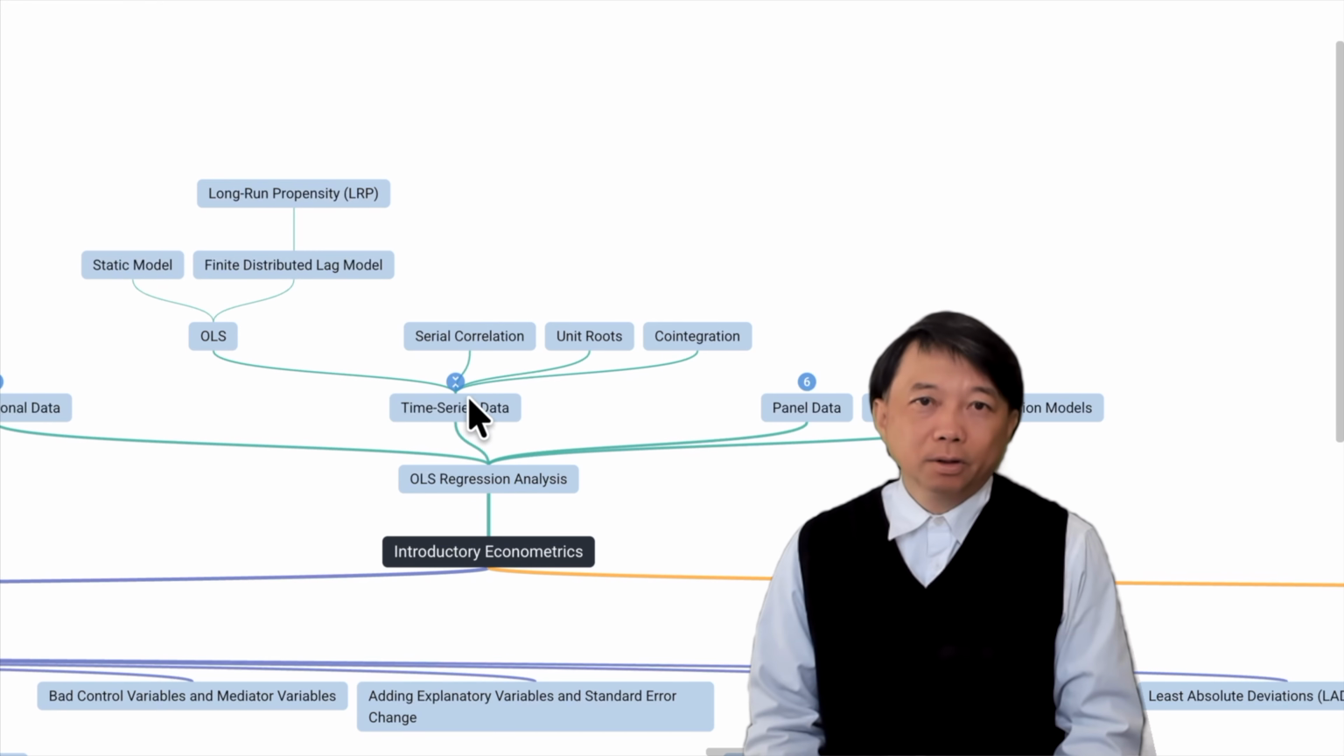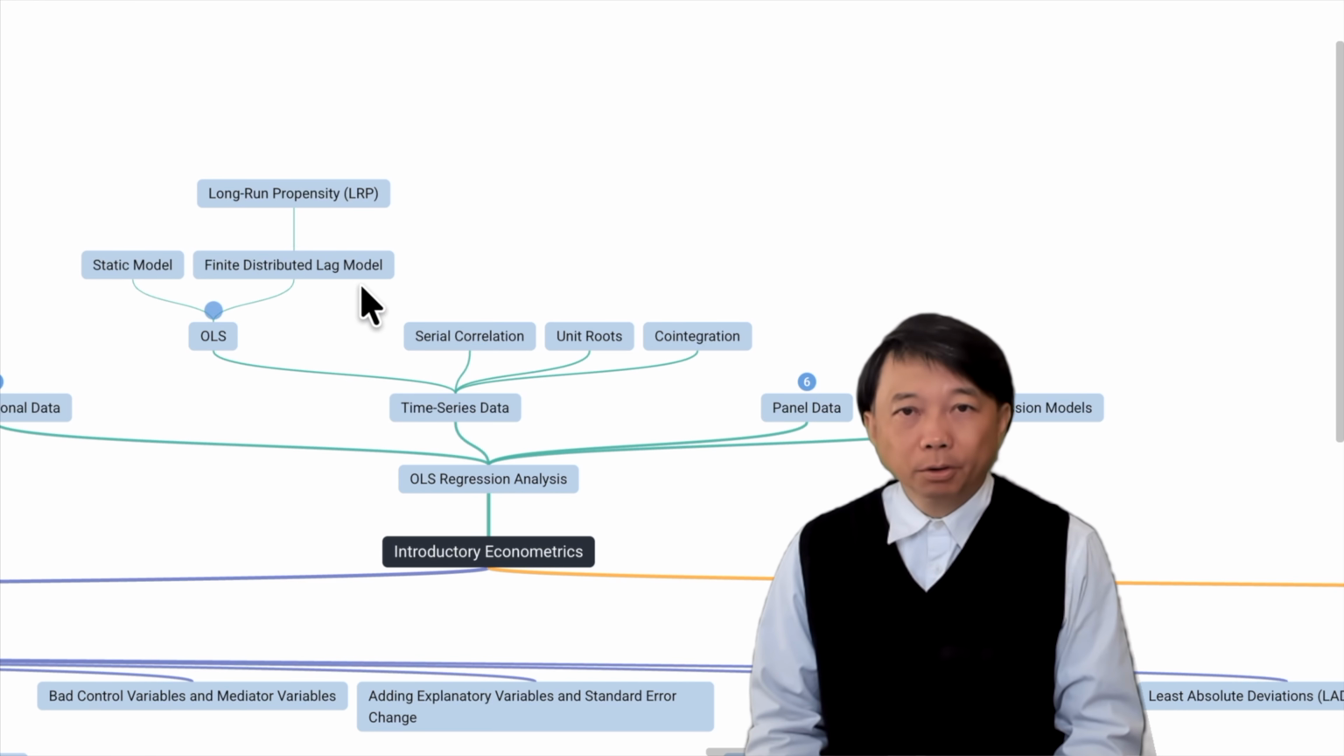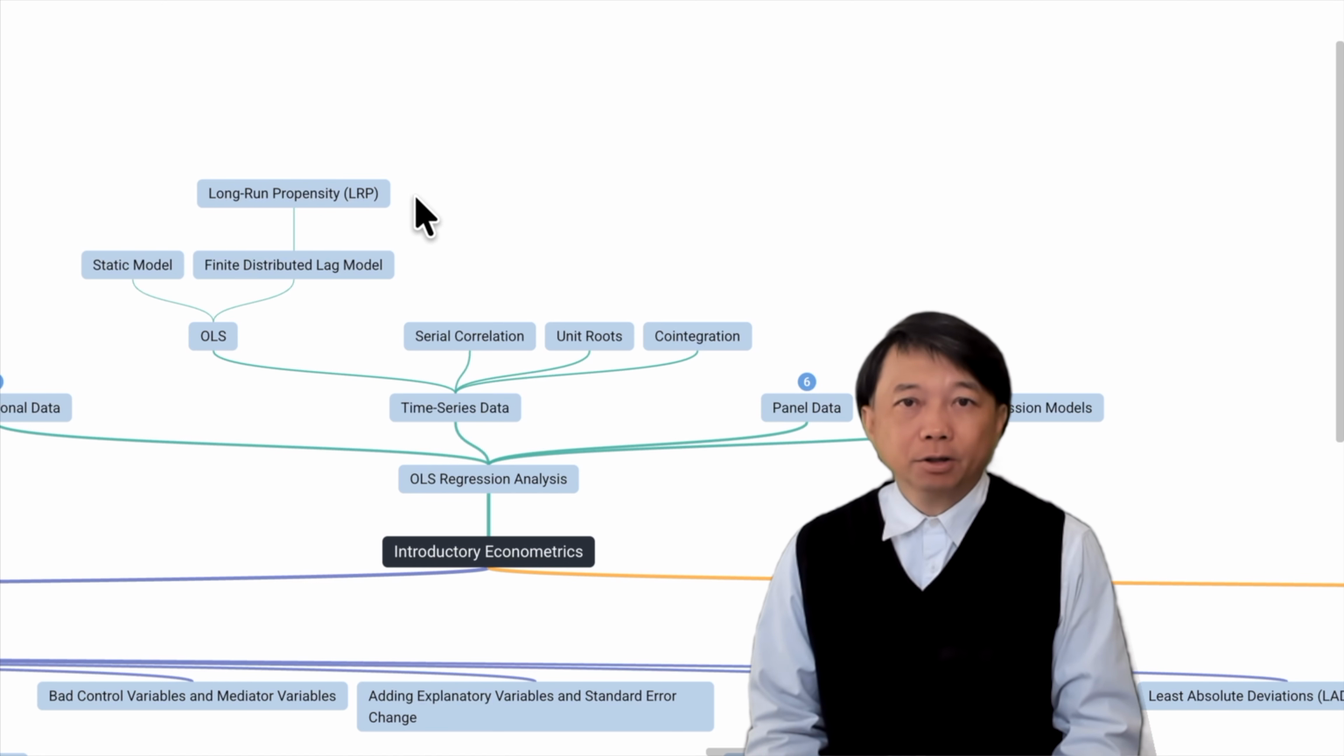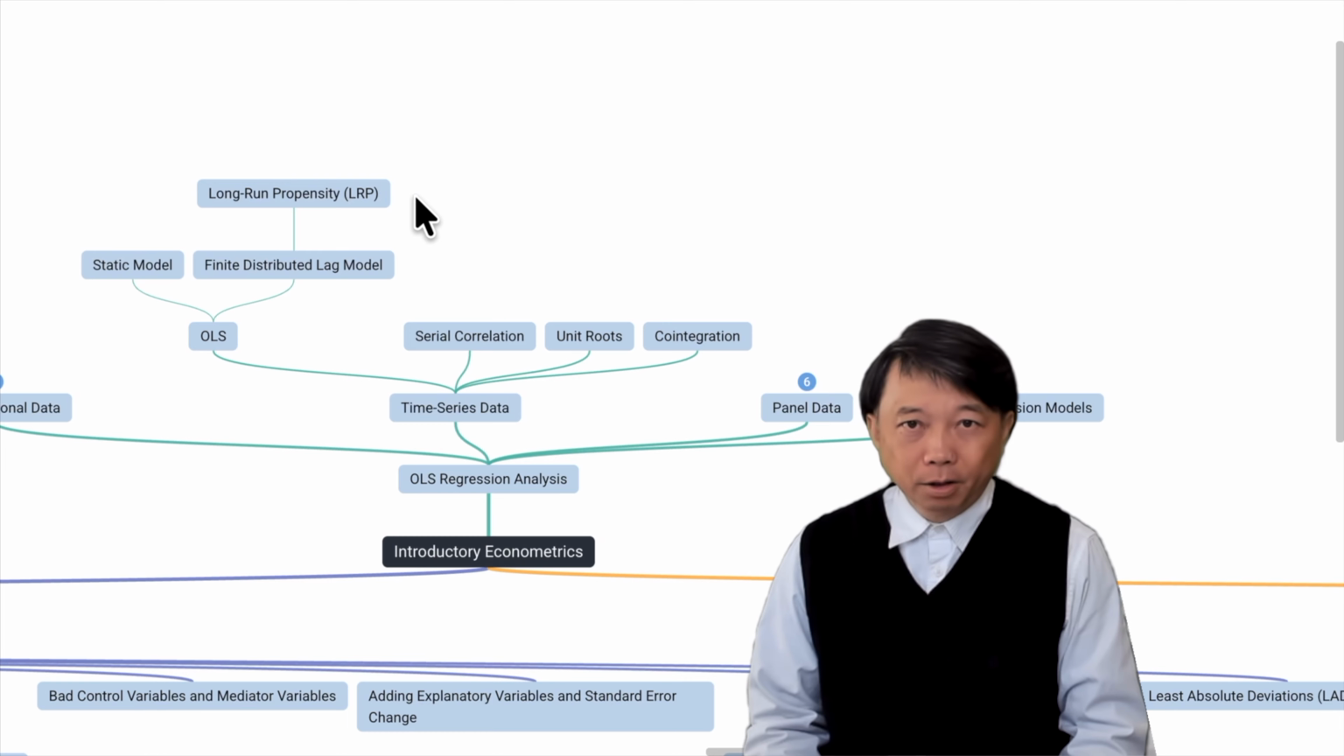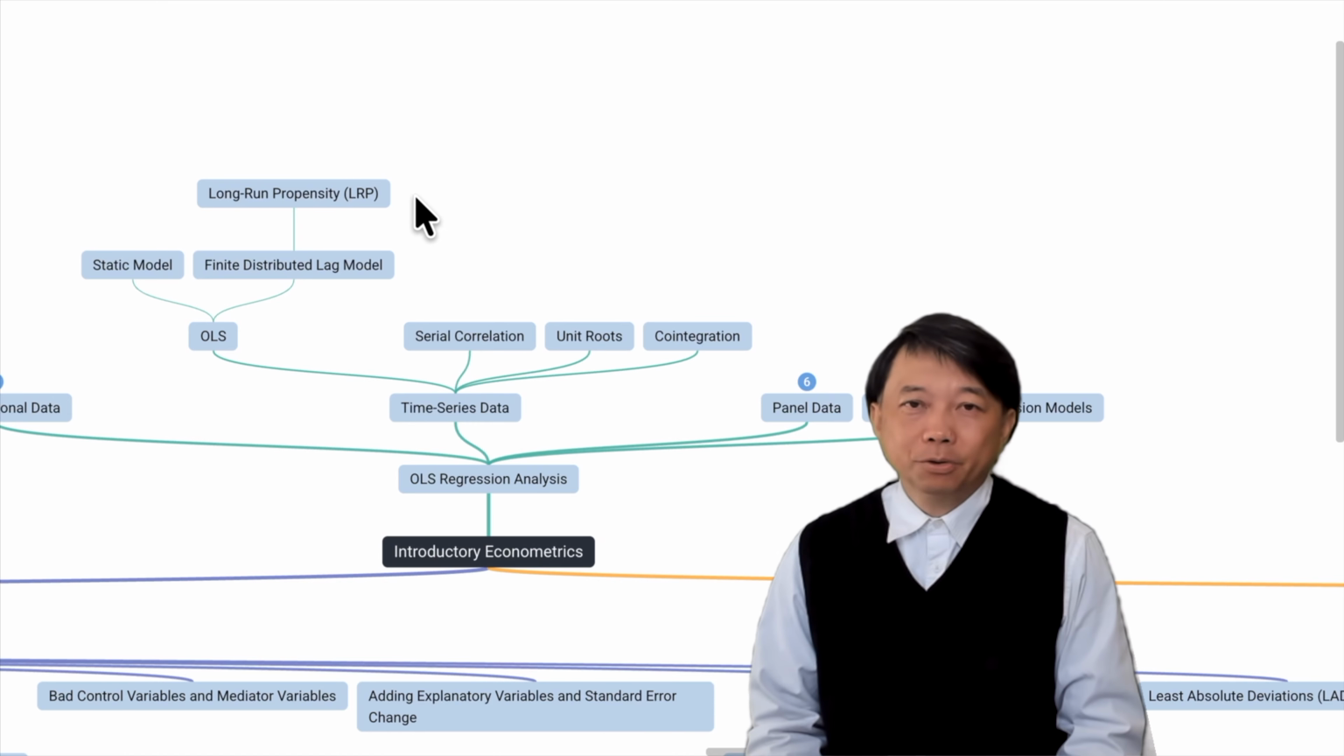Today, we have discussed two fundamental time series models, the static model and the finite distributed lag model. The former is a special case of the latter. The static model describes a contemporaneous relationship between x and y, while the finite distributed lag model captures the cumulative effect of x on y over time. The long-run propensity measures a total accumulated change in y due to a permanent 1 unit increase in x.